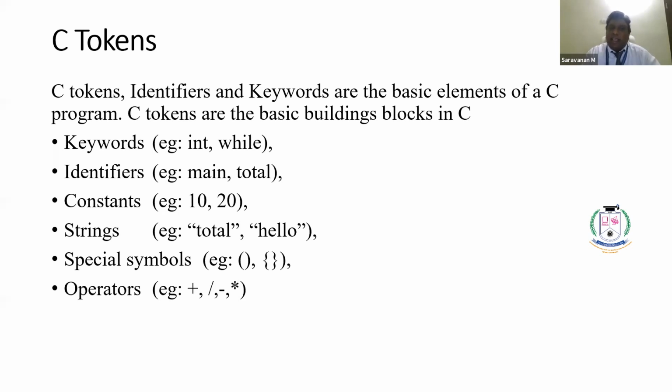Then constants. A constant is declared like 1, 2, 10. Whatever you declare, it remains the same value throughout the program, so it's called a constant. A string is like when you want to give your name or something; it is within double quotes, so it's called a string. Then you have special symbols, like parentheses and so on.